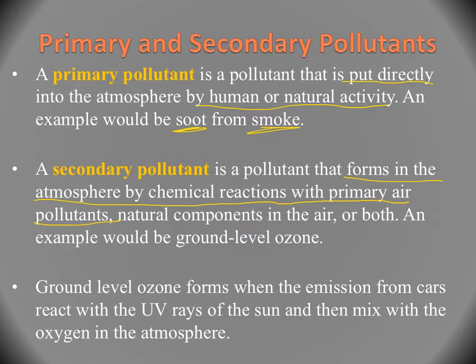Alright, an example would be ground level ozone. So ozone, as we found out earlier, is a very important part of the atmosphere up in that upper stratosphere. It helps protect the Earth from UV radiation and does some really good things. However, if ozone is at ground level, we call it smog. And ground level ozone happens when UV rays from the sun mix with the emissions from cars and oxygen in the lower atmosphere, and then we get ground level ozone, which is not too good for us because of the way it reacts with our bodies.